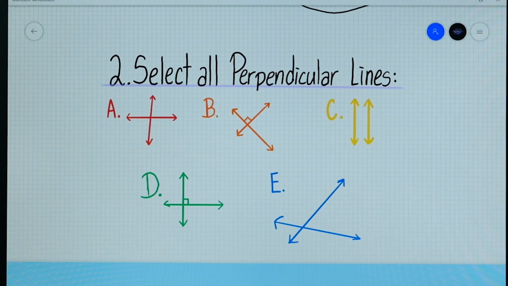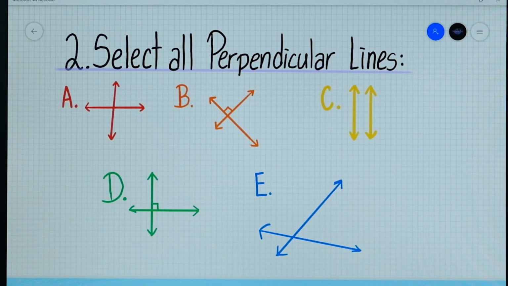So we have 5 choices now. So select all pairs of perpendicular lines, meaning there may be more than one answer. So pick carefully. And once again, I'll give you guys 3 seconds to try and figure out which pairs of lines may be perpendicular. So I will give you guys 3 seconds. Done. So there were actually 2 answers, and I'll go over those.